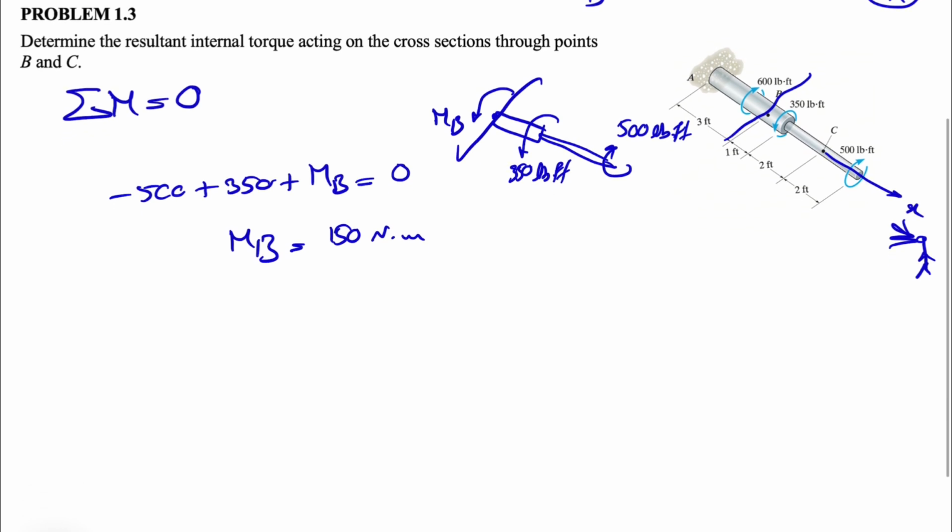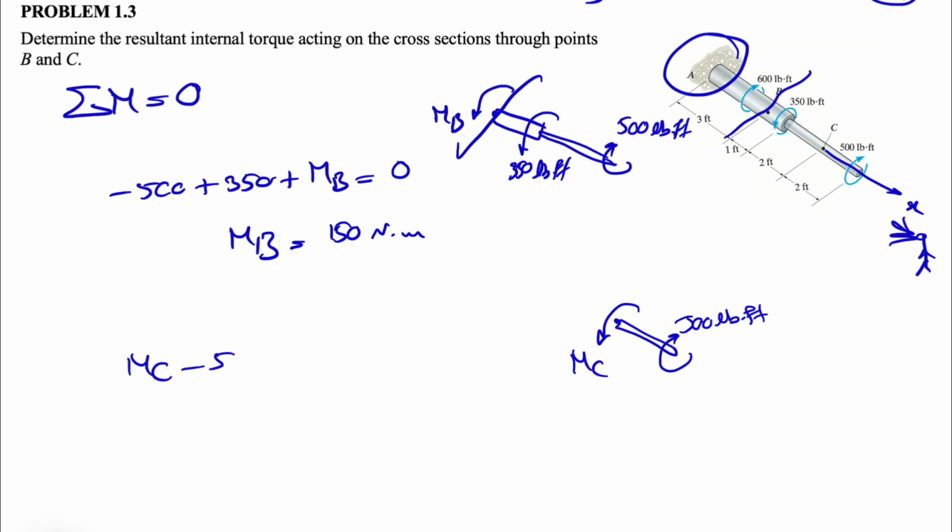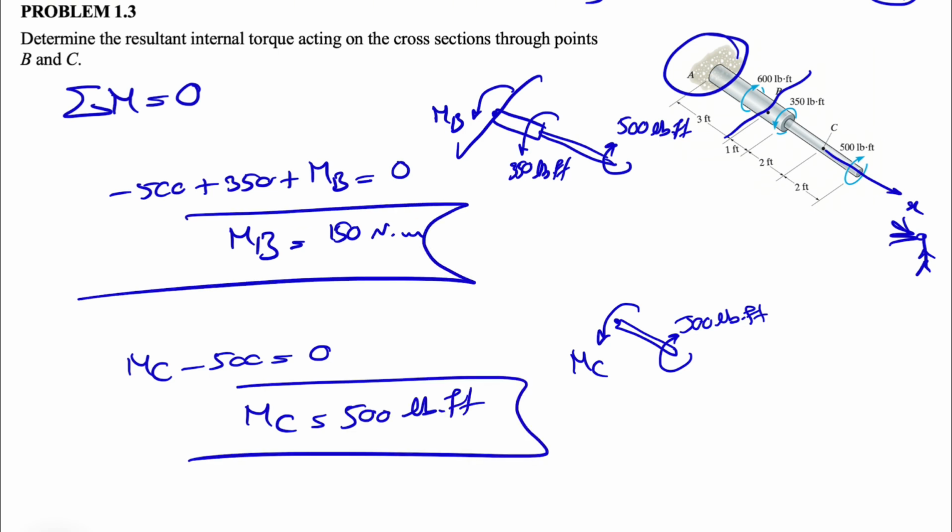And we have the same scenario for point C. Again, we are going with the right side. If you want to go with the left side, we have to figure out the torque at point A. So point C is easy. You have just this little part of the shaft, and this will be 500 pound-foot, same as the other one. So the moment at C has to be in the opposite direction, basically MC minus 500 is equal to 0, and our MC will be 500 pound-foot, which would be the answer for point C.